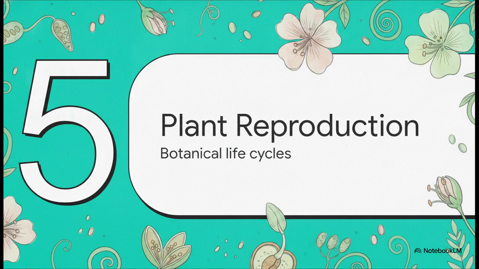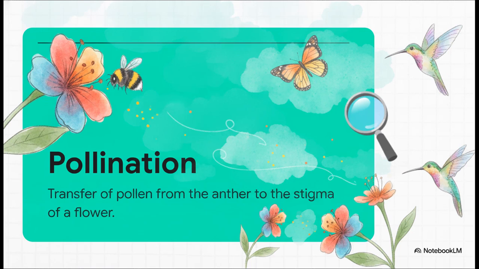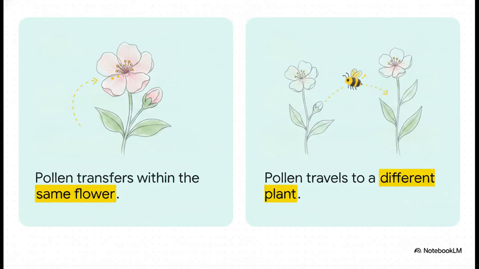Section 5. Plant reproduction. In the plant kingdom, the equivalent to mating is a process called pollination. Simply put, it's the transfer of pollen grains, which are the male gametes, from the anther of a flower over to the sticky female stigma. Since plants obviously can't walk around to find a mate, they rely on agents of pollination. They might use the wind, or they might grow bright, colorful petals to attract insects and animals to do the heavy lifting for them.